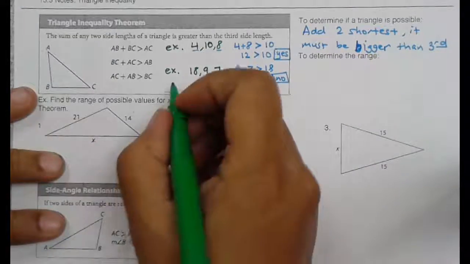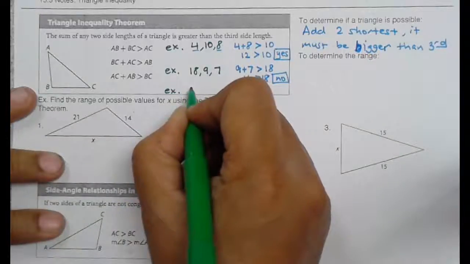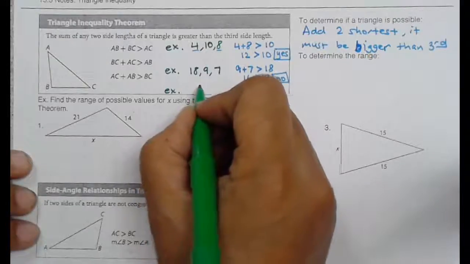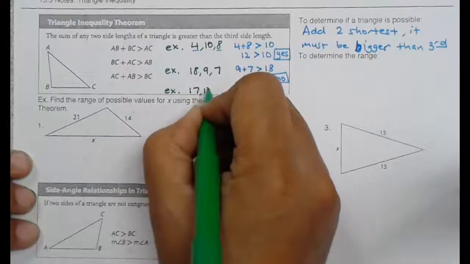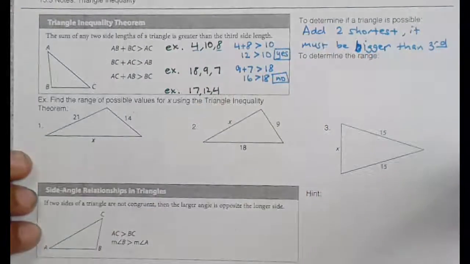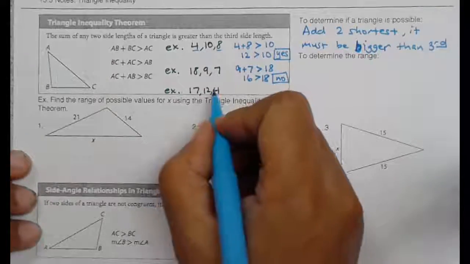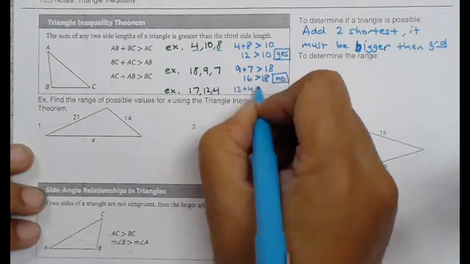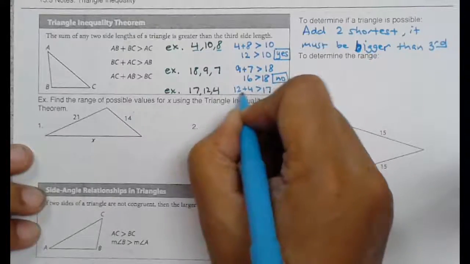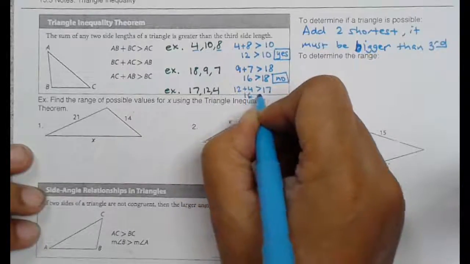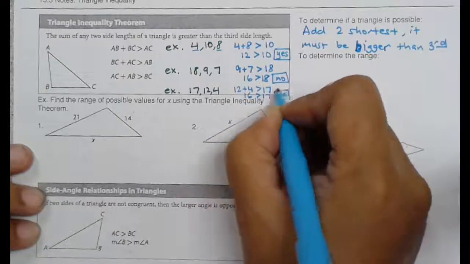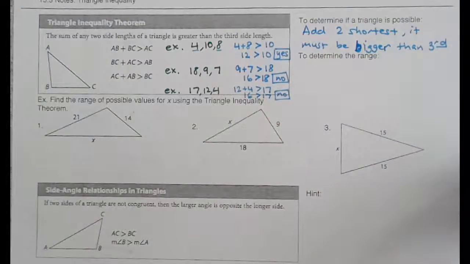All right, let's try one more. And you could try this on your own, and then pause. I'll have you pause the video and see if you get it right. All right, let's try 17, 12, and 4. Okay, go ahead and pause the video and see if you get it right. All right, let's see if you got it right. So we should add the two smallest, which is 12 and 4. Is 12 plus 4 bigger than 17? 12 plus 4 is 16, and is 16 bigger than 17? And the answer is no. Okay, it always has to be bigger for you to say yes.